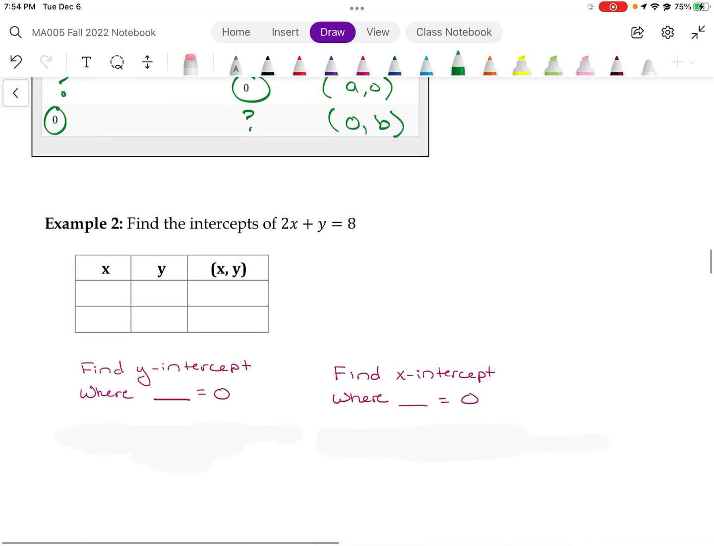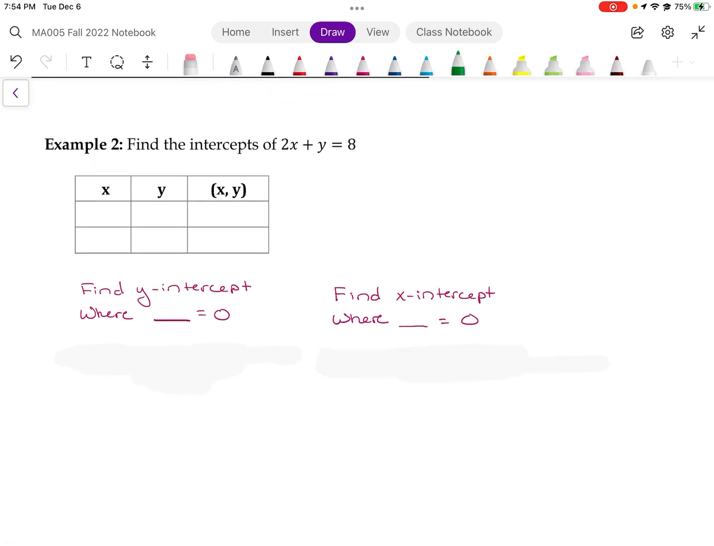All right, so let's find the intercepts of 2x plus y equals 8. How are we going to do this? Well, to find the y-intercept, that is where what equals 0? The y-intercept is where x equals 0. So we're going to set up an equation where x has a 0 plugged in, and we're going to solve for y. So we're going to put 0 in here, x equals 0, and y we have to solve for. I'm going to highlight it so we remember that's what we're solving for.